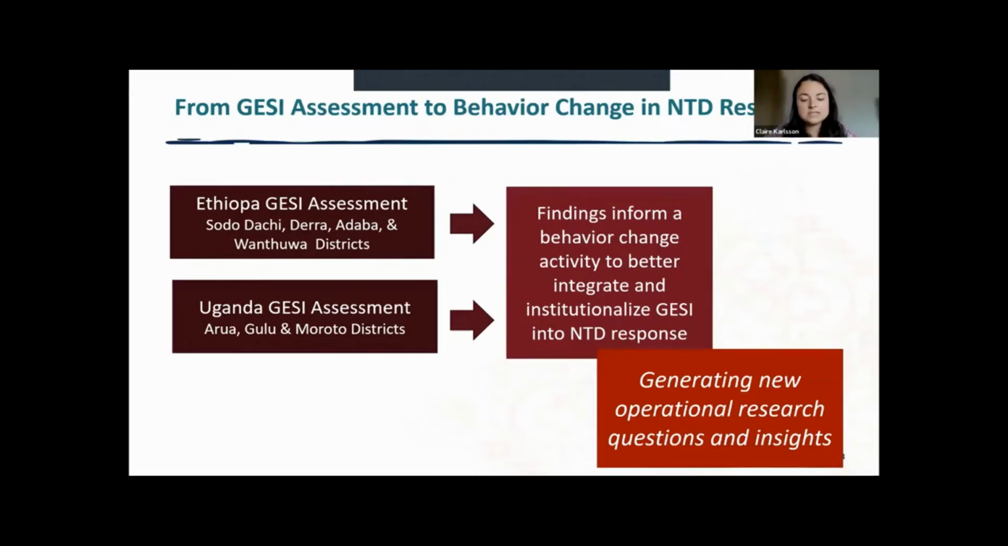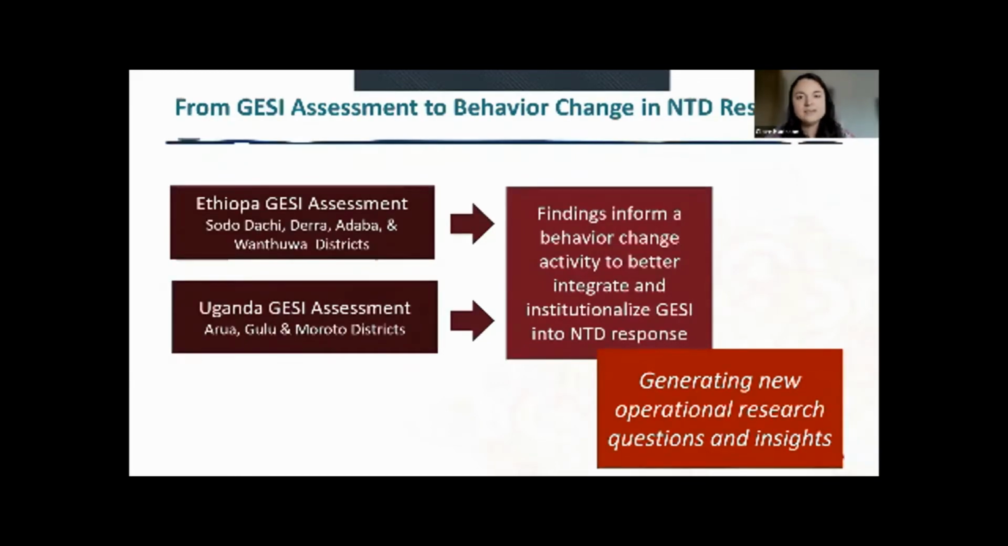The assessments were designed to generate findings that are focused and could lead to actionable recommendations for the program to implement. Since the assessments were completed, their findings have greatly informed a series of activities and approaches to better integrate and institutionalize GESI into the NTD response in both Ethiopia and Uganda. Most prominently, Act East has built on the GESI assessment findings by implementing a GESI-focused behavior change activity. The behavior change activity has been implemented in high-burden districts in Ethiopia and Uganda that were facing low MDA coverage and persistent transmission of trachoma.